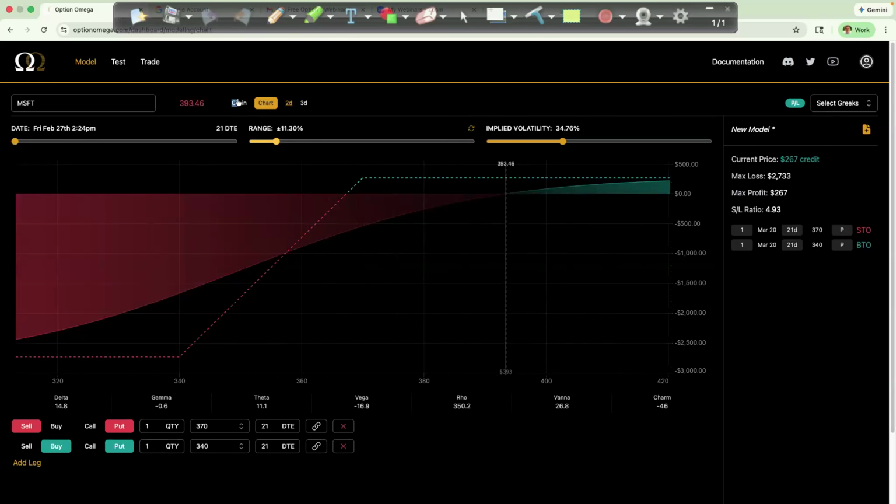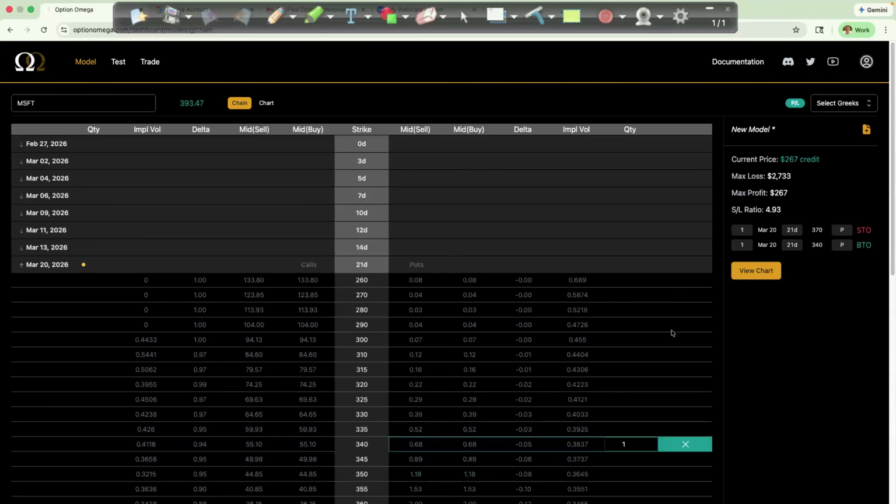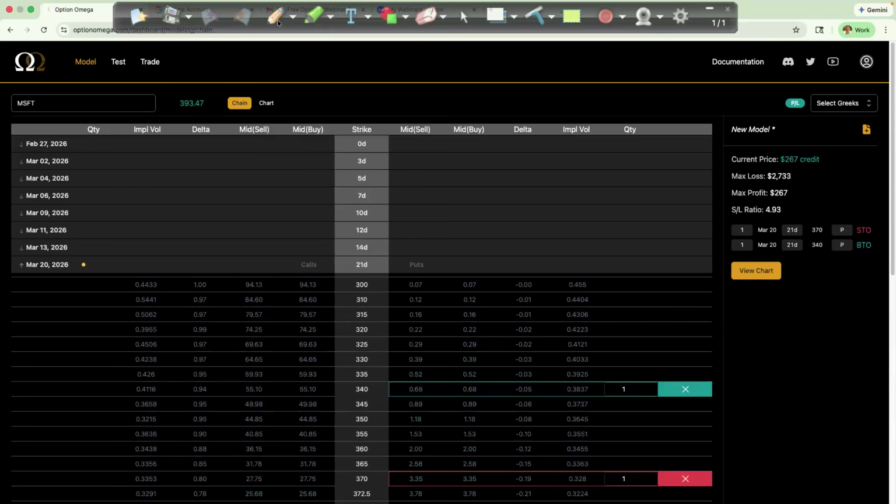Let me go back to the chain. How many can see? Can anybody notice what the delta is of the put I'm buying? Can you see that? What is the delta of the put? This is the delta. Can you see that? 0.05. You can double left click on your screen if it needs to be bigger for you, but it's 5, right? So it's a 5 delta.